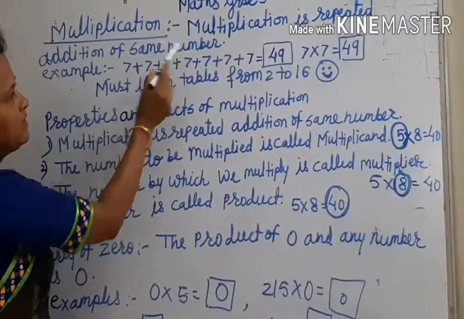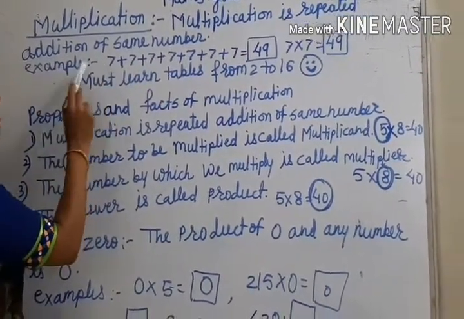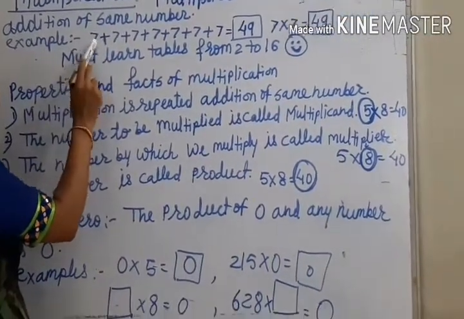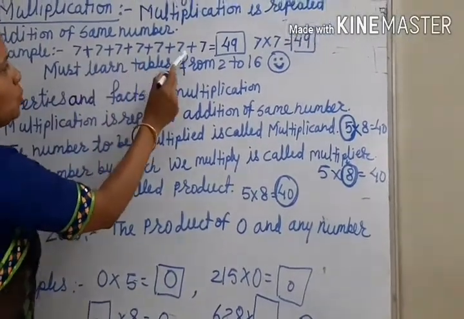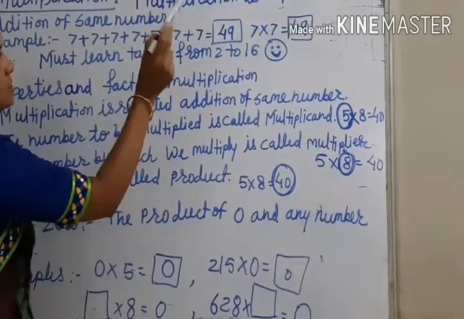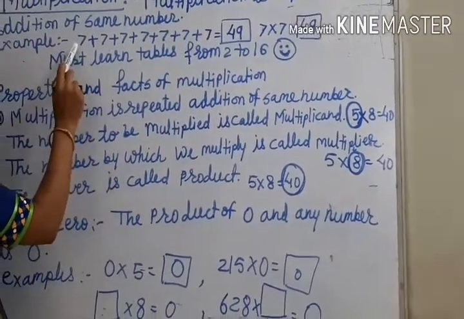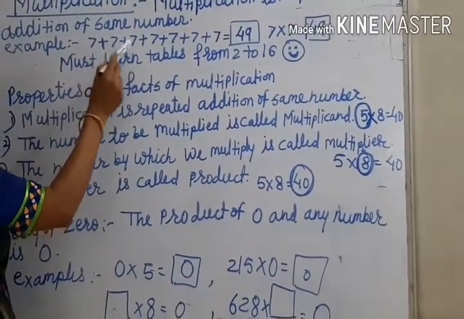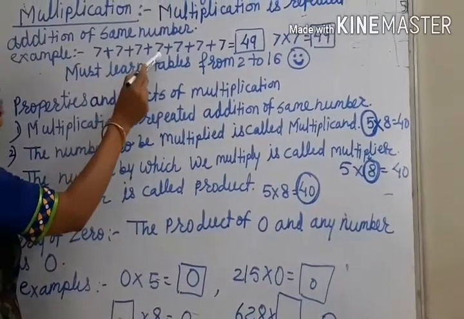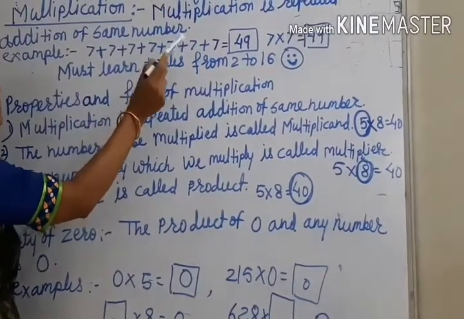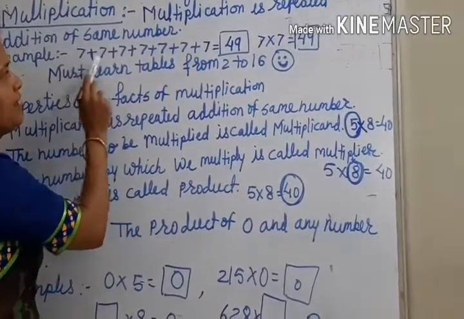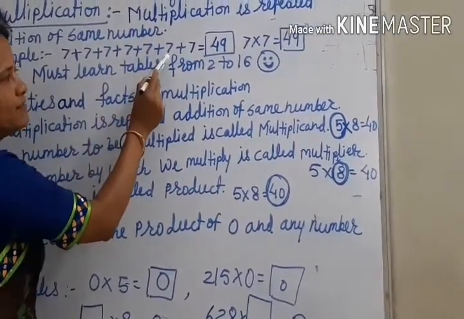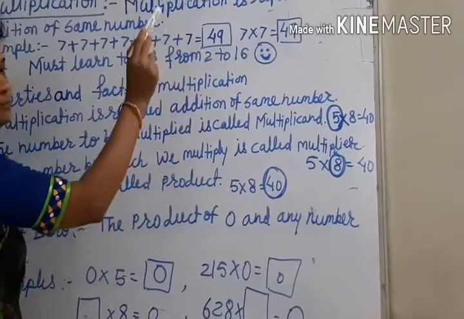To explain this, we can see one example. Here is one example: 7 plus 7 plus 7. If we do this repeated addition, we will get one answer. So let us solve this example. 7 plus 7, 14 plus 7, 21 plus 7, 28 plus 7, 35 plus 7, 42 plus 7, 49. So in this way, we have solved the repeated addition of the same number and we got the answer 49.